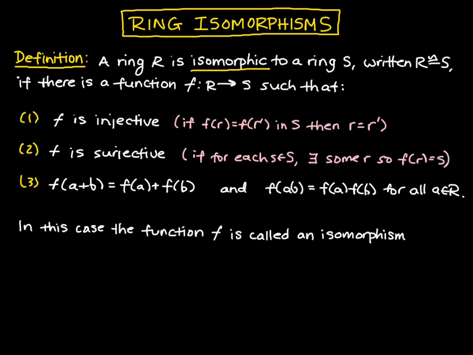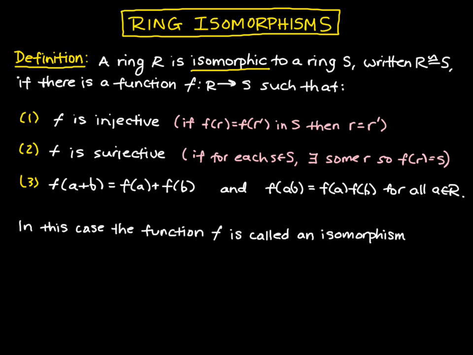So this says if we take any element in the ring S, there's some element in R that maps to S. Okay, so this is what it means for a ring R to be isomorphic to a ring S. We have that addition and multiplication are preserved in the mapping, we have that F is injective, and we have that F is surjective. If all these three criteria are satisfied, we call the ring map an isomorphism.